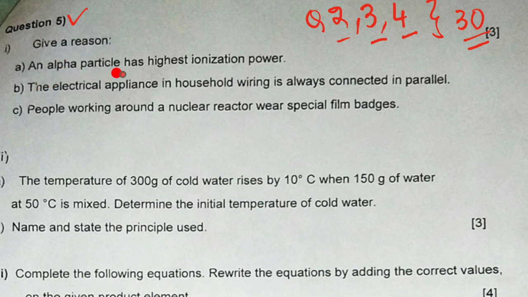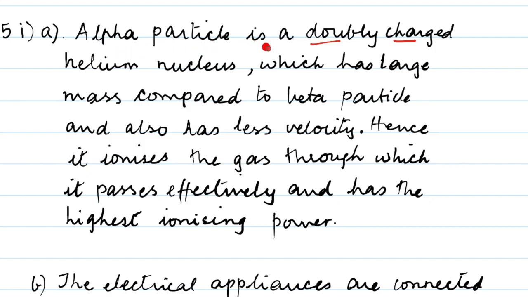Give reason. An alpha particle has highest ionization power. The electrical appliance in household wiring is always connected in parallel, and people working around a nuclear reactor wear special film badges. Let's see how we write the answers. Now, alpha particle is a doubly charged helium nucleus which has large mass compared to beta particle, and it also has less velocity. So, it will ionize the gas through which it passes effectively, and it will have the highest ionizing power. Okay, so these are the facts that you should mention for this.